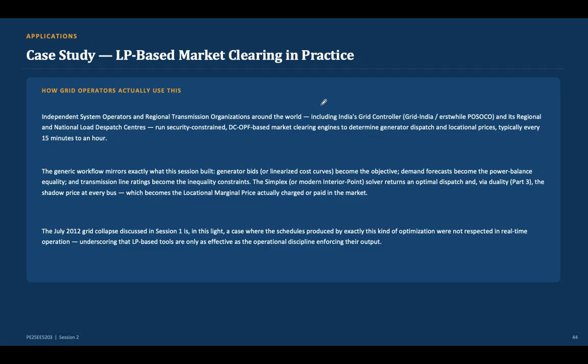So in India, market and system operation processes involve institutions such as Grid India and the regional and the national load dispatch structures. So, the exact market design, clearing interval, bidding rules, and pricing mechanisms depend.